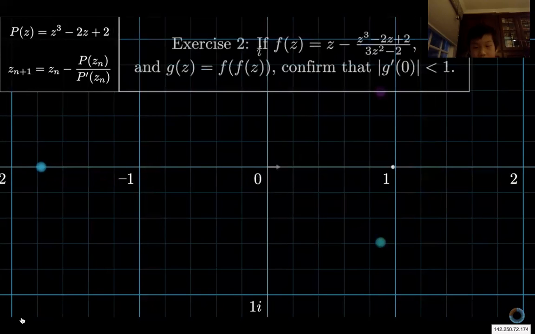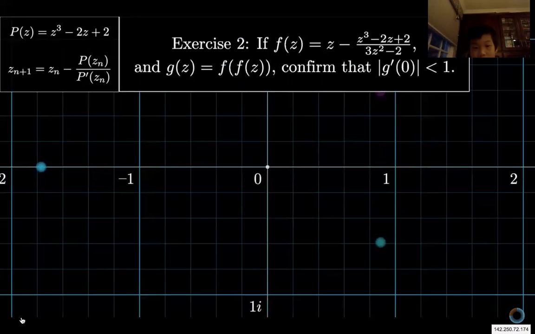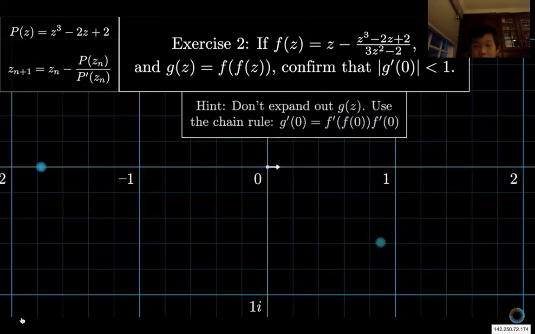The exercise that you could do to verify that a cycle like this is attracting, by the way, would be to compute the derivative of f of z. And you check that at the input 0, this derivative has a magnitude less than 1.